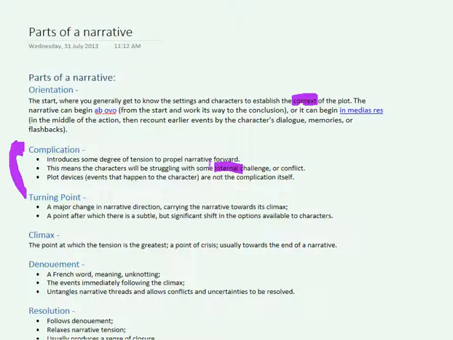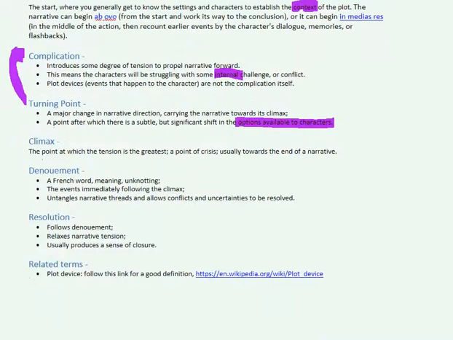Now, turning point is the simple way of defining it, and the difference, I guess, is a major change in narrative direction, carrying the narrative towards its climax. So, I mean, complication is very similar in this way. It's a point after which there is a subtle but significant shift in the options available to characters. All right? Options available. Now, this can be caused either by a plot device or by an internal challenge or conflict.